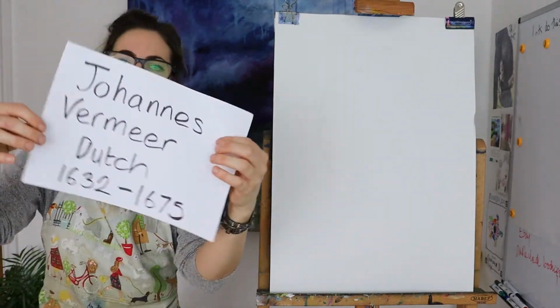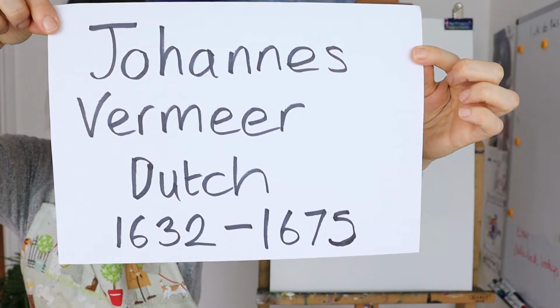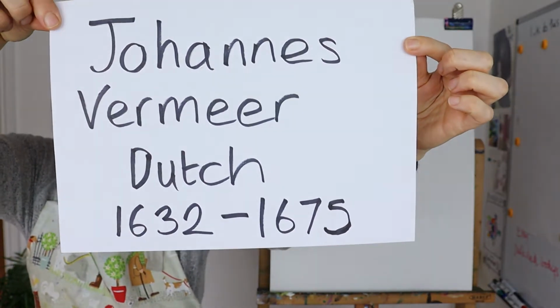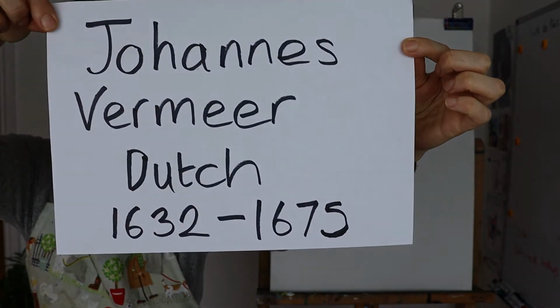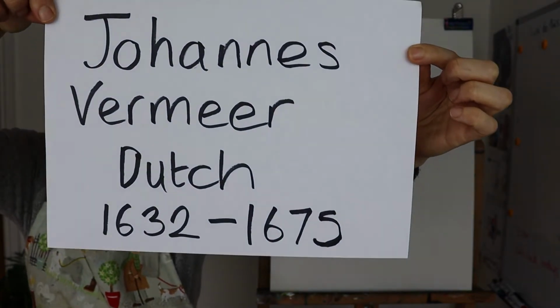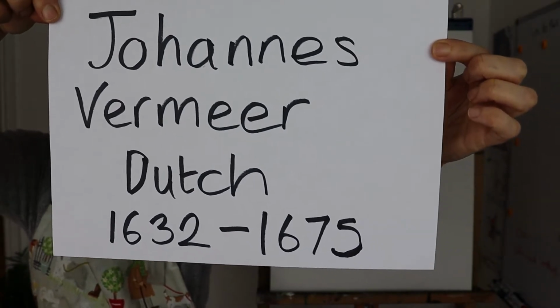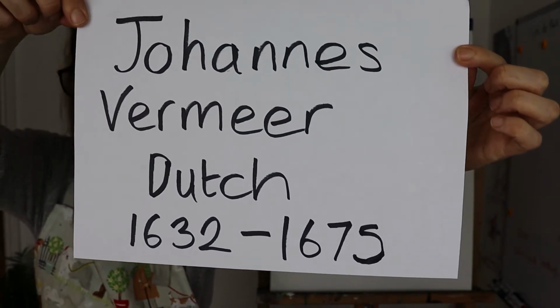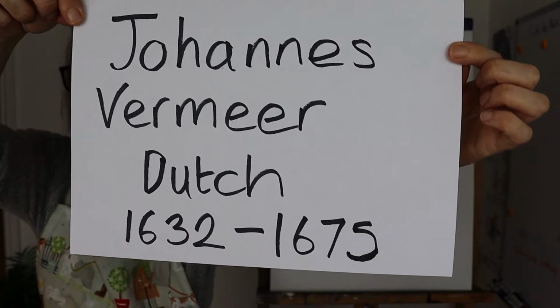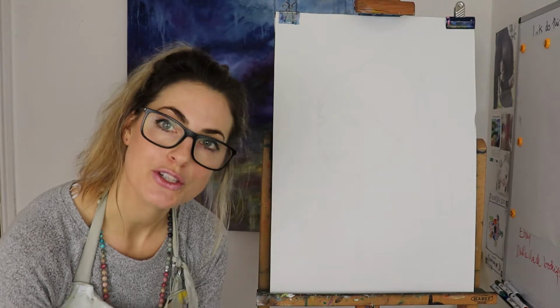Johannes Vermeer was a famous Dutch painter, if you could copy that down, really well known, a 17th century painter. He painted pictures of daily life in that time, so he showed lots of different aspects of 17th century daily life. What we're going to do today is I'll show you some of the pictures.